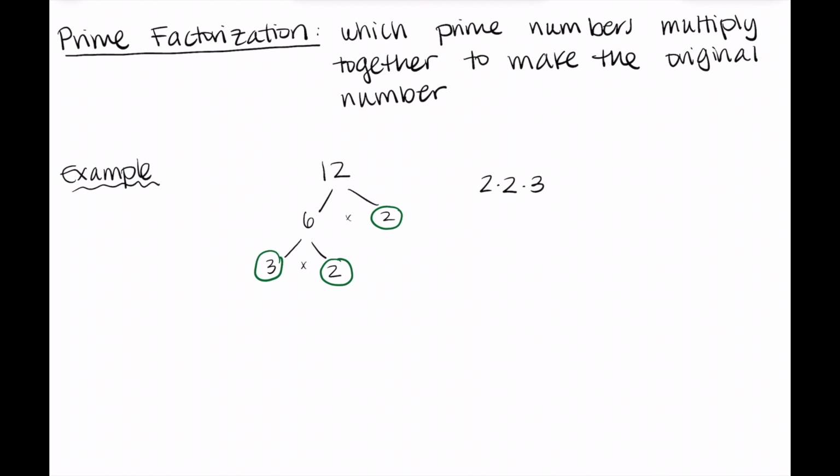So when we rewrite this, we're going to have 2 times 2 times 3. And we have two 2's, right? Two 2's is equivalent to 2 squared. So the final way that we would write our answer for our first example would be 2 squared times 3.